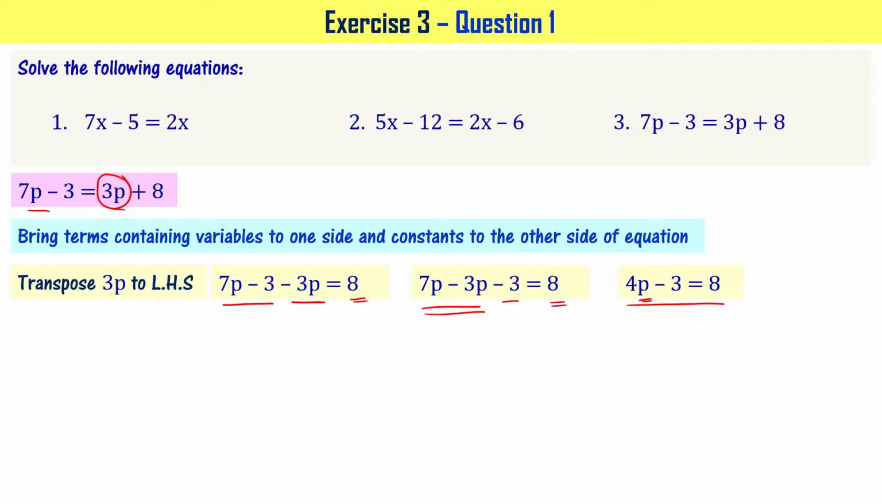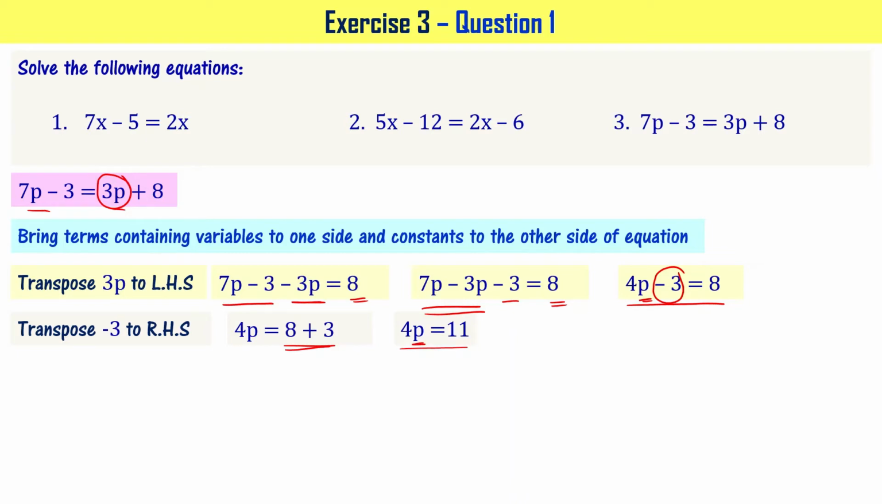Now, to solve this, what I'm going to do is I'm going to transpose this minus 3 to the other side. When I do that, it becomes plus 3. It means 4p equal to 8 plus 3, right? I can write it as 4p equal to 11. This is the equation. Now I want to simplify this further so that I'll get the value of p, right?